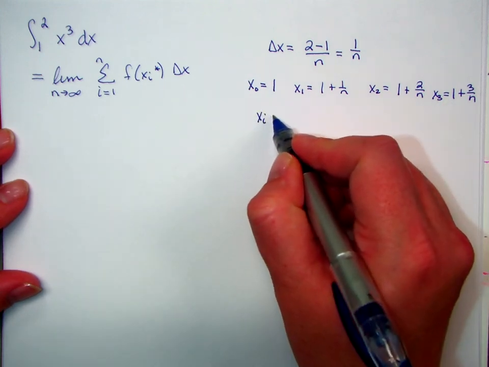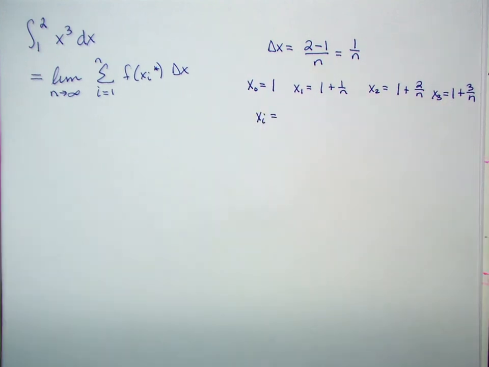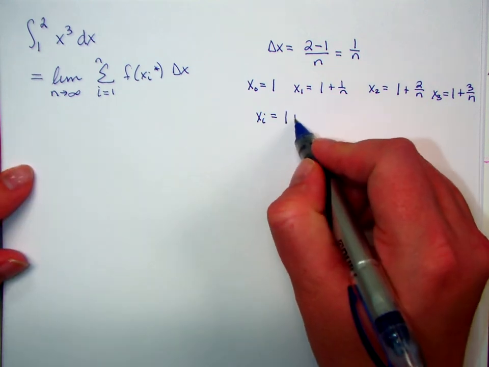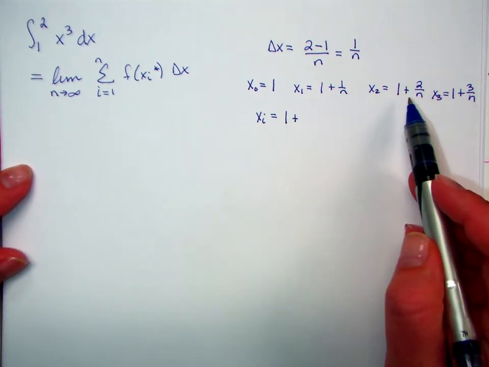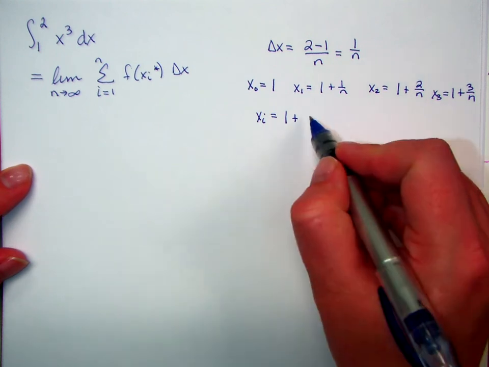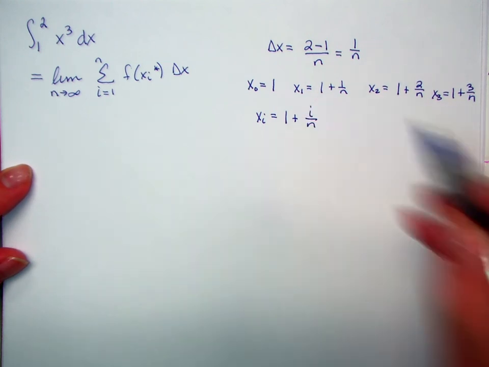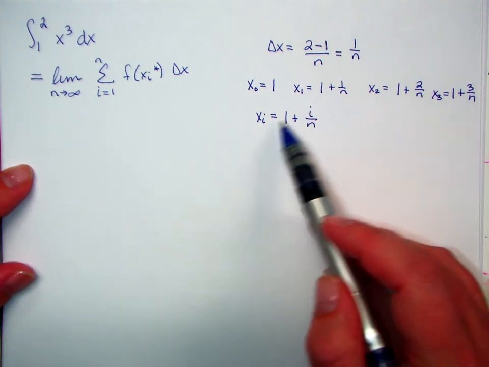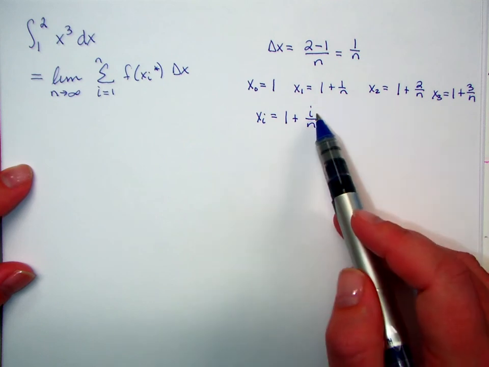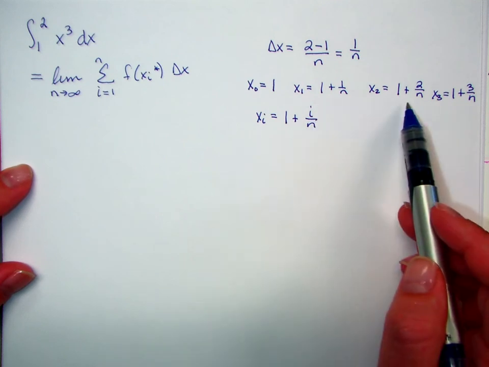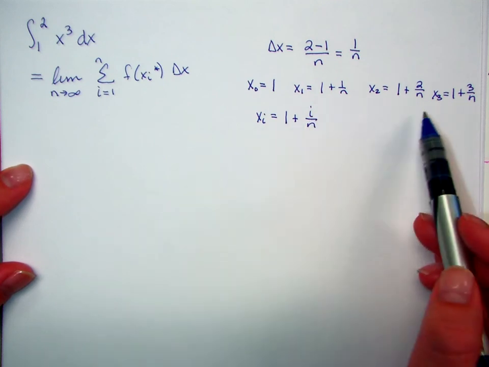So what is x sub I? How many delta x's are we adding? We start with 1, and then we add: x of 1 is 1 over n, x of 2 is 2 over n. So we just need I over n. Because if I replace I with 1, I get x of 1. If I replace I with 2, I get x of 2. And if I replace I with 3, I get x of 3.